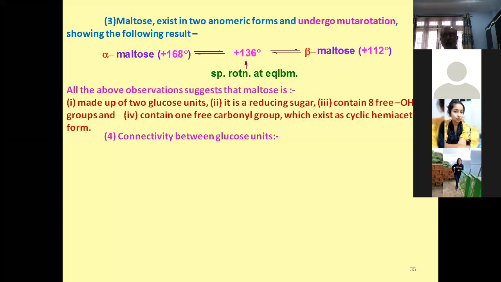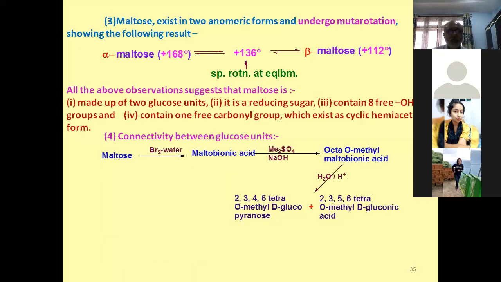Now, let us see how these two glucose units are connected to one another. For this, a series of reactions is carried out. We take maltose and react it with bromine water. What is bromine water going to do? It will oxidize it, and we get an acid. That acid is known as maltobionic acid.